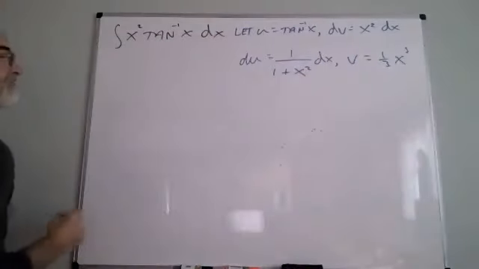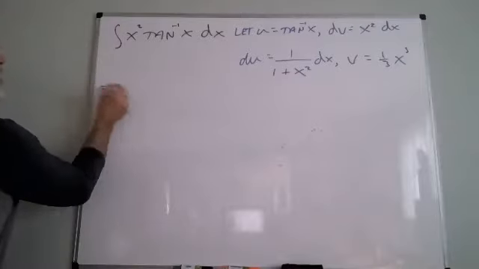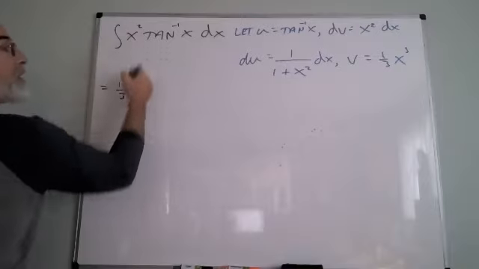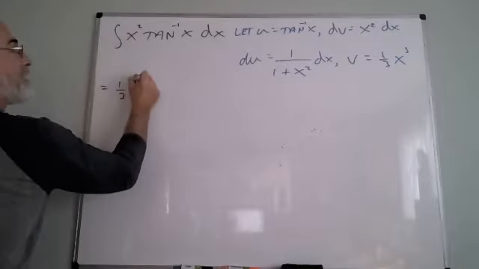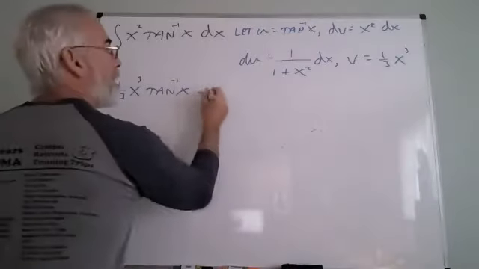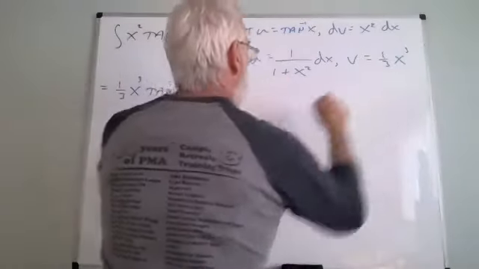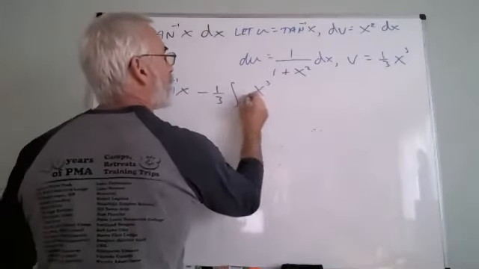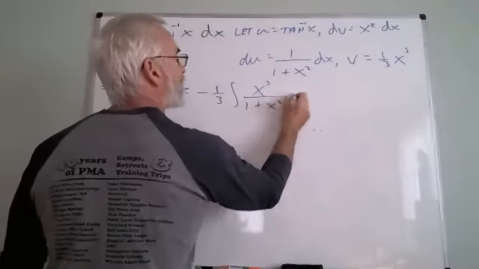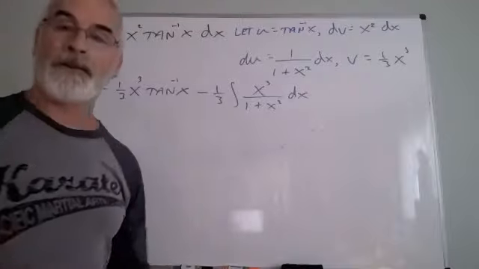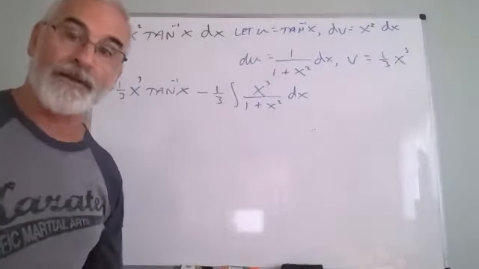So this is not a very happy looking form, but I can at least write the next statement easily enough. So this integral is 1/3 x cubed times the inverse tan of x minus the integral of v du. So once again, I'll put the fraction in front and I'll have x cubed over 1 plus x squared dx. Now this one presents a little more of a problem. I can't add and subtract 1 to the numerator. That really won't help me.